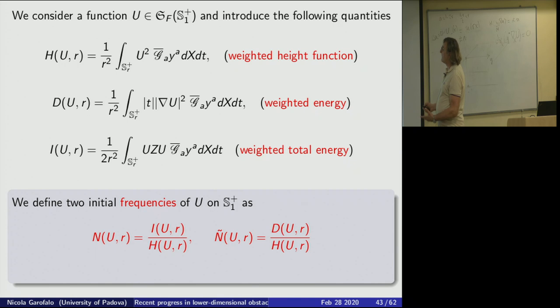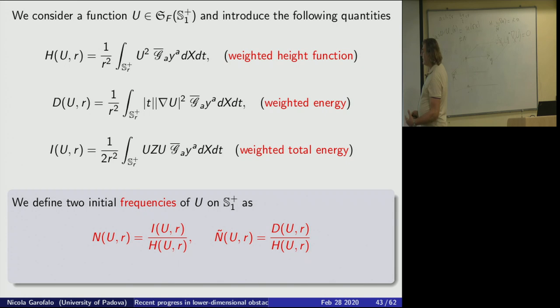So an equivalent of the height function on a solution to this new lower dimensional obstacle problem, multiplied by this weight. So there is this backward fundamental solution, and there is the distance to the thin manifold. Okay? So then we call the energy this object here. The justification comes just from an integration by parts formula, and then we can call this the weighted total energy.